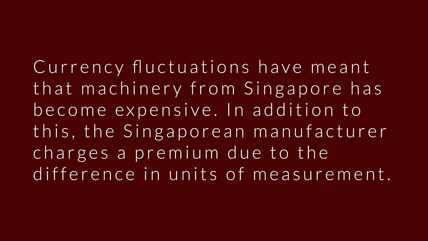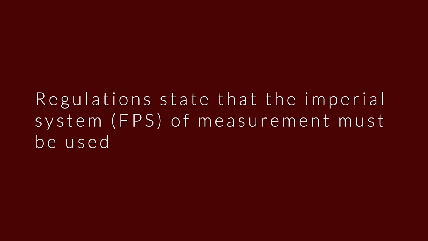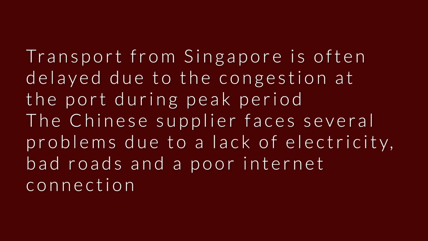In addition to this, the Singaporean manufacturer charges a premium due to the difference in units of measurement. Regulations state that the imperial system, FPS, of measurement must be used. Transportation from Singapore is often delayed due to congestion at the port during peak periods. And the Chinese suppliers face several problems due to lack of electricity, bad roads, and a poor internet connection.